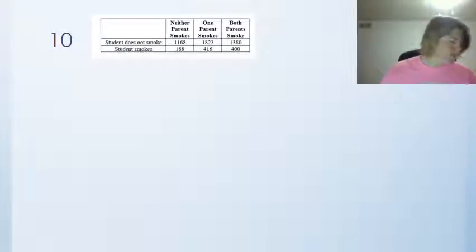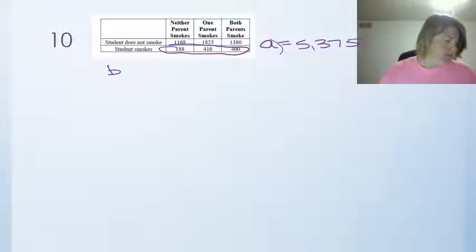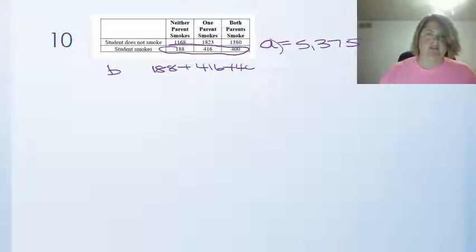All right, let's look at number 10, part A. Part A is not too bad at all. Part A is asking how many students are described. So all we have to do is add all the students up. So part A is equal to 5,375 once you add up all 6 numbers. Part B is asking us what percent of the students smoke. So if we look at student smokers, we add up all those numbers. And so we would get 188 plus 418 plus 400, all divided by the total, right? Because percents are part divided by the whole. And then we would get 18.68%.